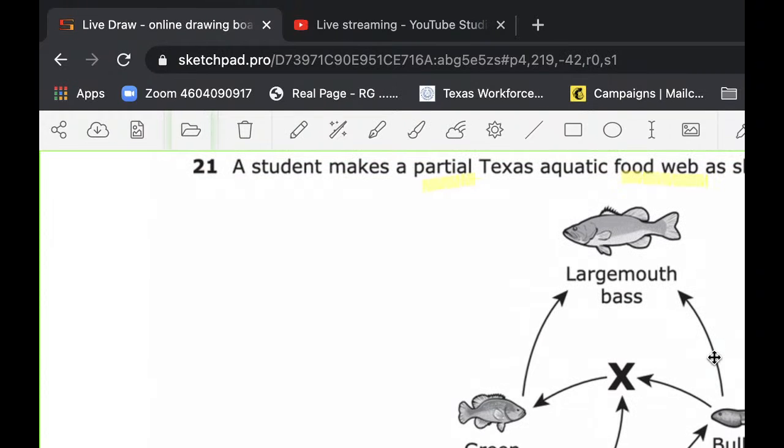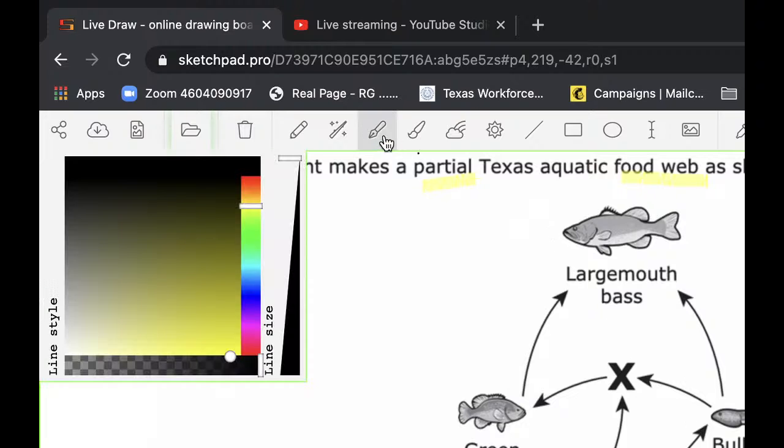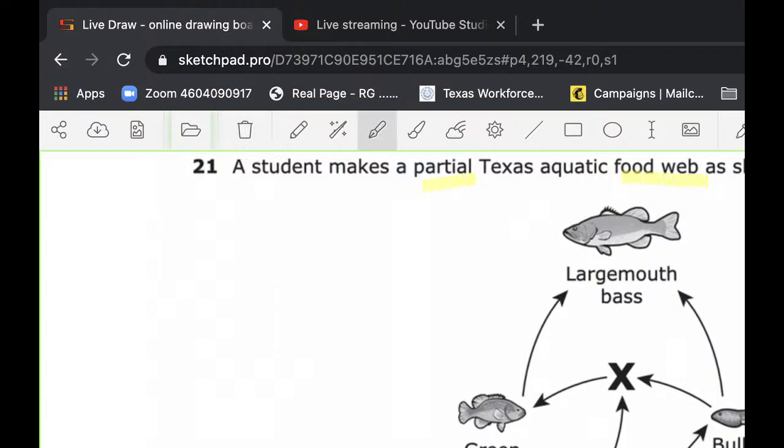It shows a largemouth bass, a green sunfish, a bullfrog tadpole, an aquatic plant, and a pod snail. And then we have the X. So it looks like this X, whatever organism this is, eats aquatic plants and bullfrog tadpoles, because those are the two arrows pointing towards it. Now, what does it get eaten by? It gets eaten by this green sunfish. So let's look at the answer choices and see what could fit.